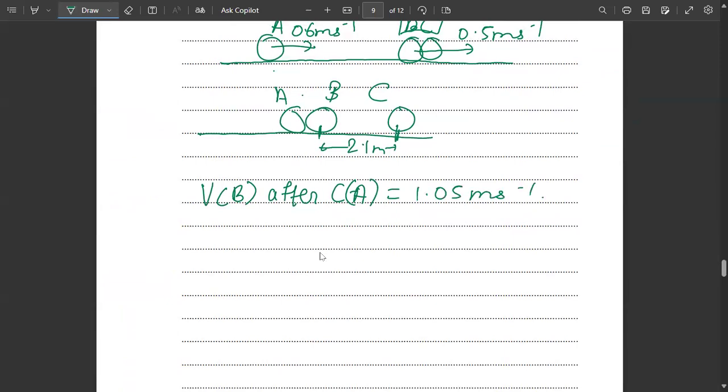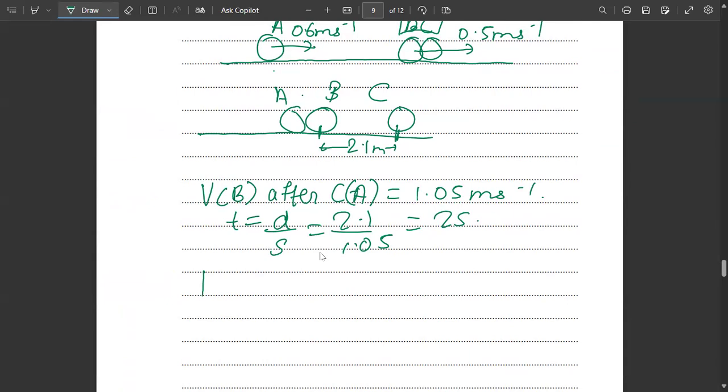So what do you think? How much time will it take for B to reach C? We can do that simply by time equals distance divided by speed. Distance is 2.1, speed is 1.05, so the time is 2 seconds. That means it will take 2 seconds for B to reach C after the collision.